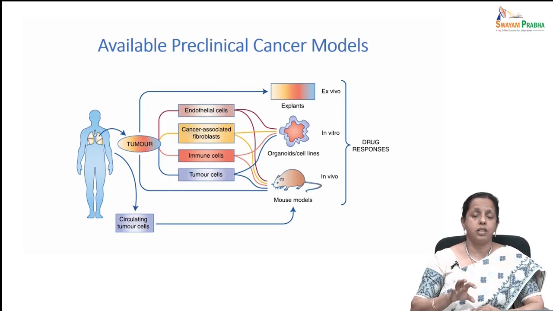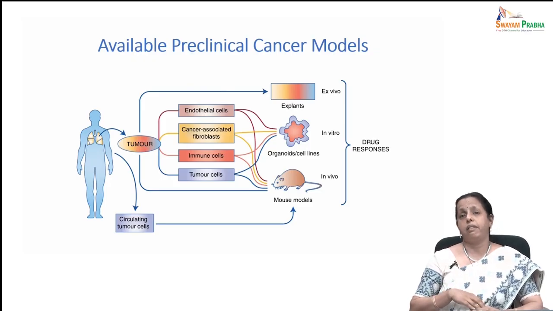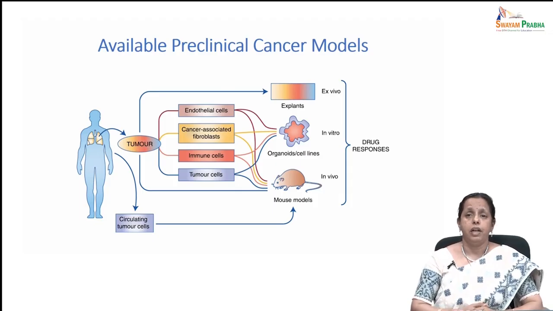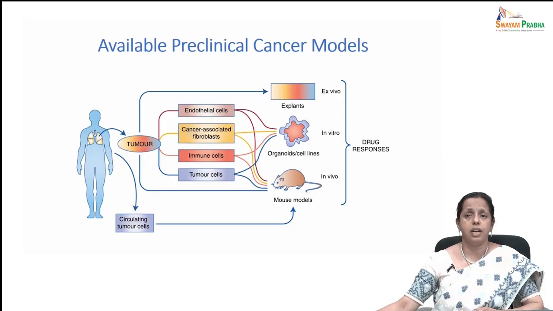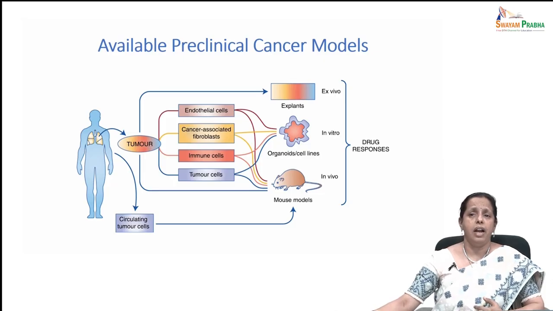So the tissue per se, the original tissue, of course, has to be histologically characterized, or molecular signatures for that tumor have to be obtained. So this particular scheme shows the cell types available for derivation and use in each model system.